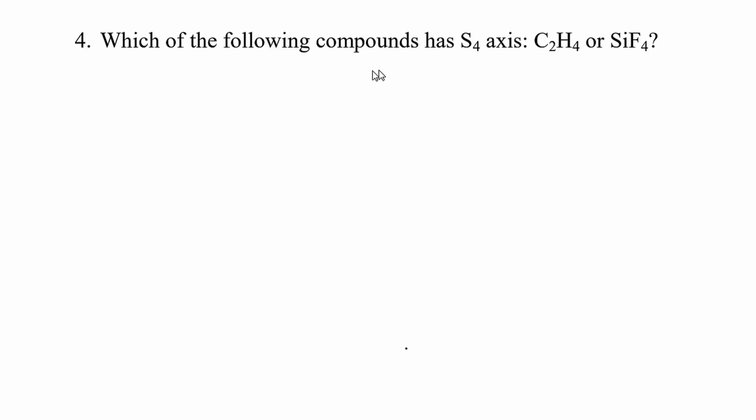Looking at this question, which of the following compounds has an S4 axis? Basically, we have a structure like this, and we have different symmetry elements there. But for us to have an S4, there must be a C4, at least. So in this case, there is no C4, right?